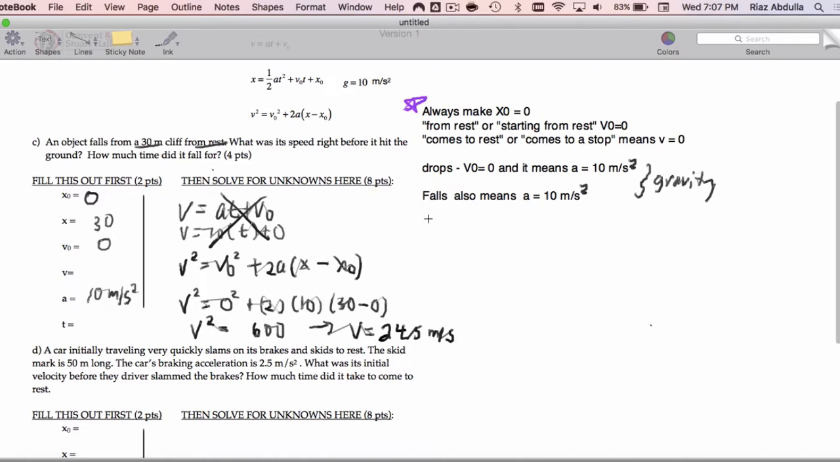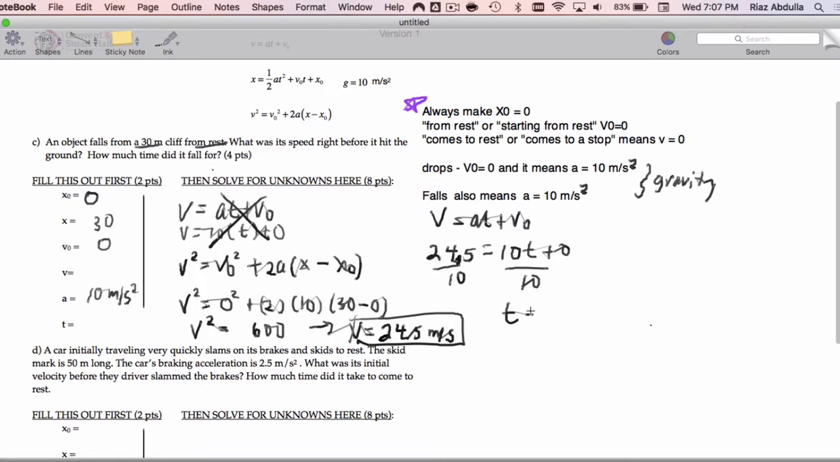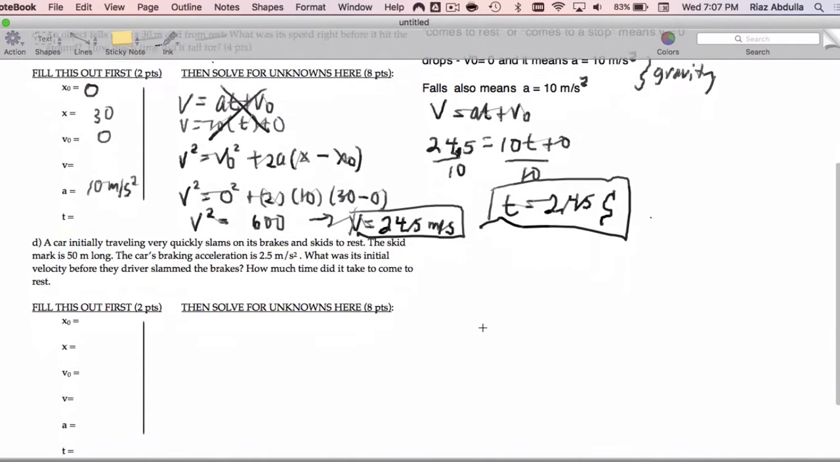And now I can go ahead and use the formula v equals at plus v naught. So that's going to be 24.5, I'll just put a box around that, equals 10 times t plus 0. When I simplify, dividing both sides by 10, I'm going to get t is 2.45 seconds. All right.